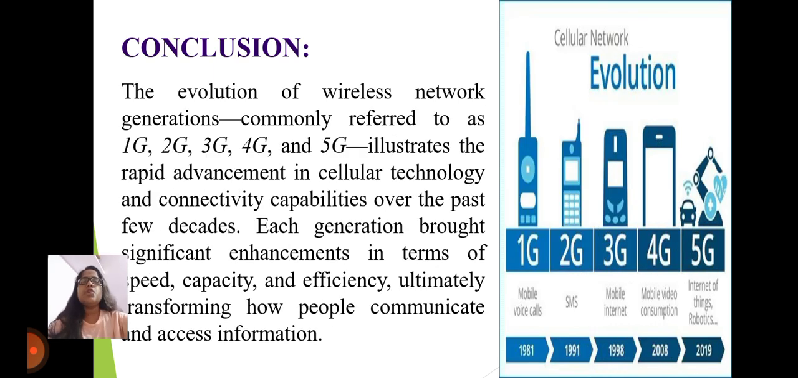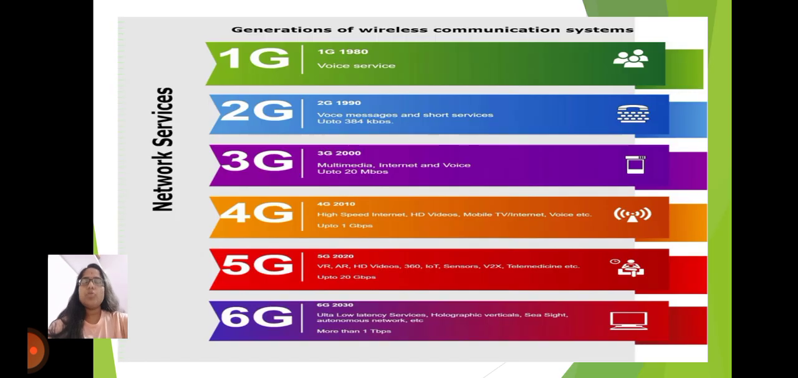Conclusion: the evolution of wireless network generations, commonly referred to as 1G, 2G, 3G, 4G, and 5G, illustrates the rapid advancement in cellular technology and connectivity capacities over the past few decades. Each generation brought significant enhancement in terms of speed, capacity, and efficiency, ultimately transforming the way people communicate and access information. So this is about all the network generations from 1G to 6G.